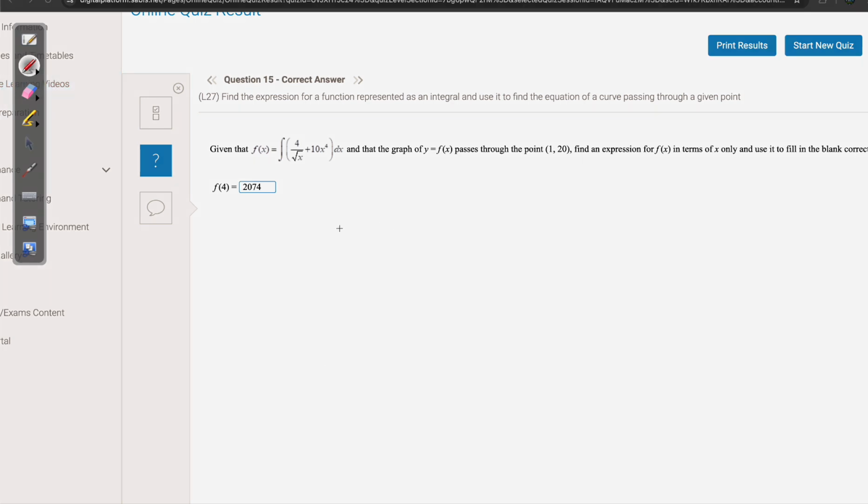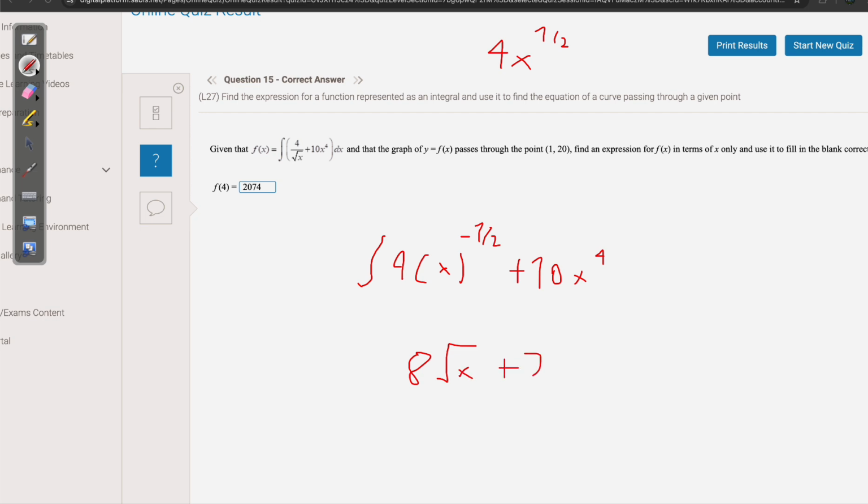So first of all, let's take the radical x up, so that will give us 4 times x to the negative half plus 10x to the 4. And then we're gonna integrate. Since negative half plus 1 is half, we get x to the power of half. Then once we divide by half, we just multiply by 2, so we're just gonna do 8. X to the half is radical x, so 8 radical x plus 2x to the 5 plus c.